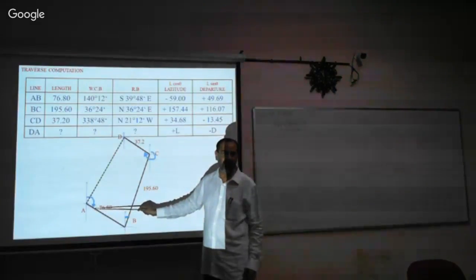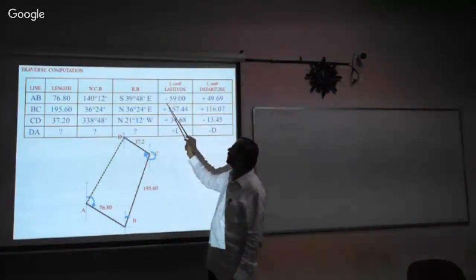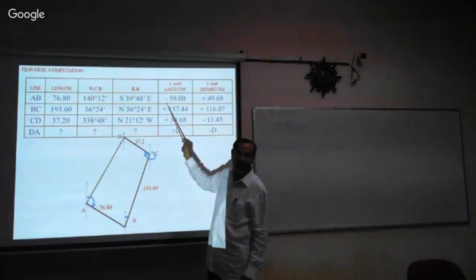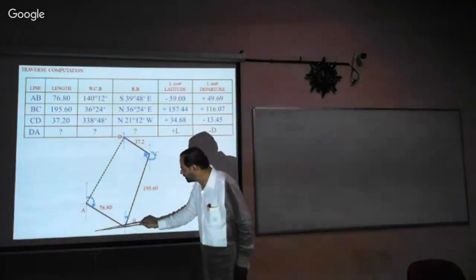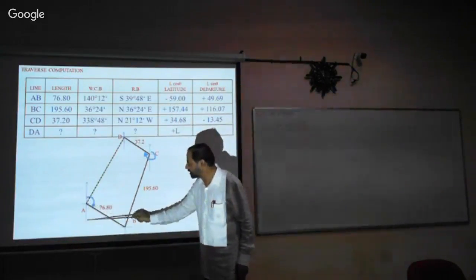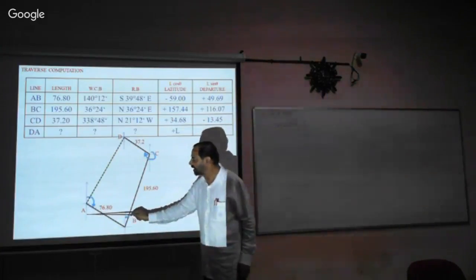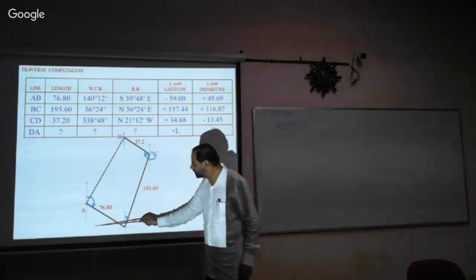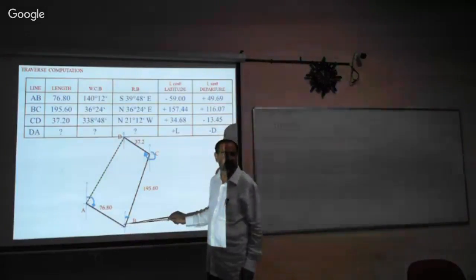Southward means the sign is what? Minus. This is what we have written here. Okay? By considering this triangle, this becomes L cos theta and this becomes L sin theta, isn't it?